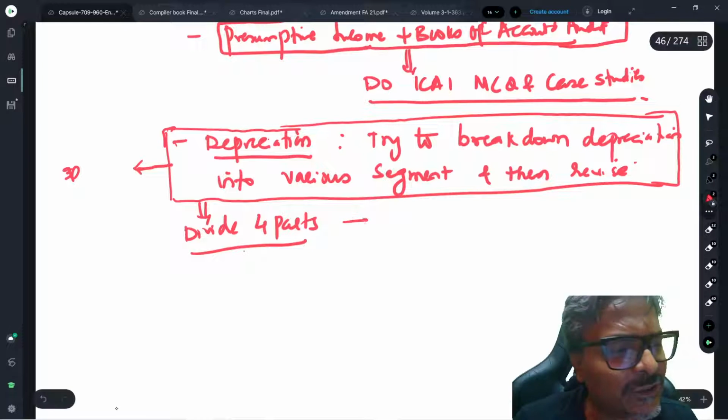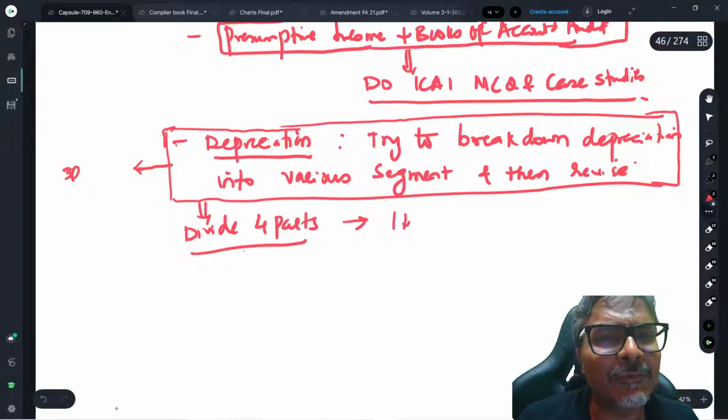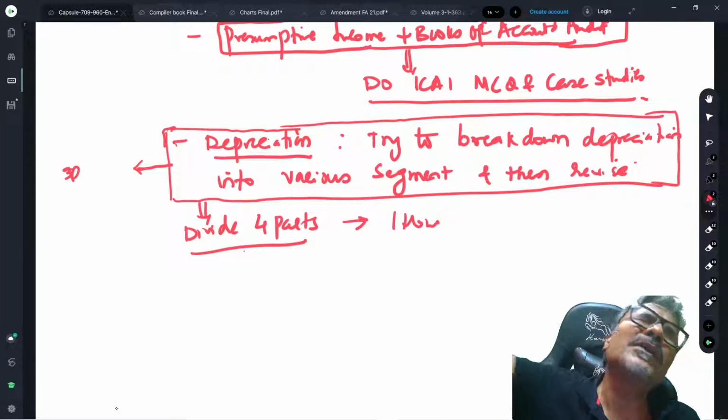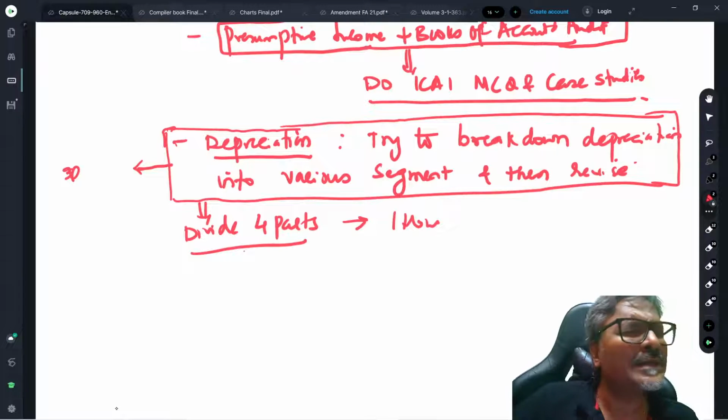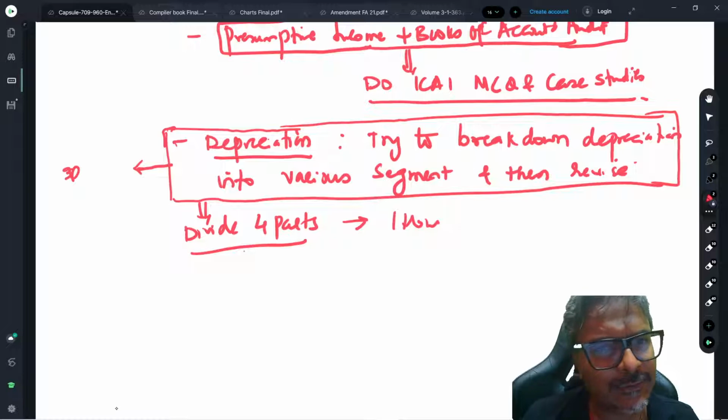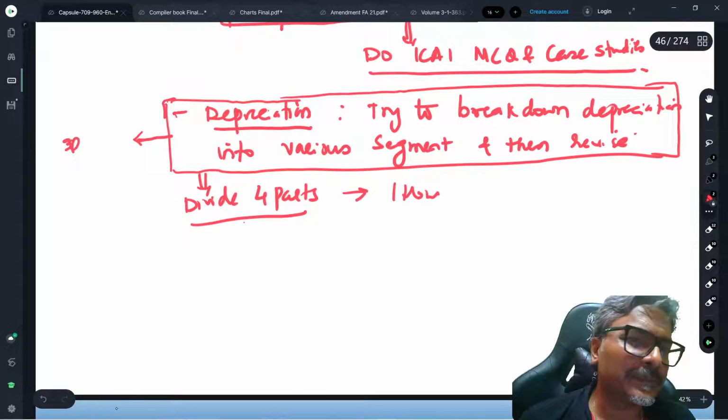And maybe for each part you can give a timeline, like 1 hour for this, 15 minutes for condition of the depreciation allowance. So you can be smart enough to do your study in that way. That way you can show your smartness, students. So this is what primarily the situation is.